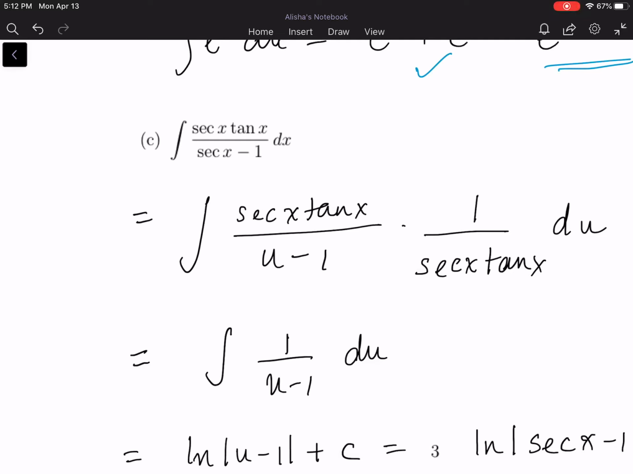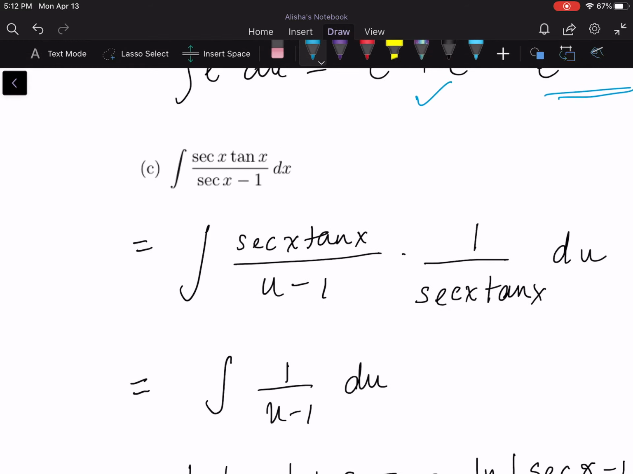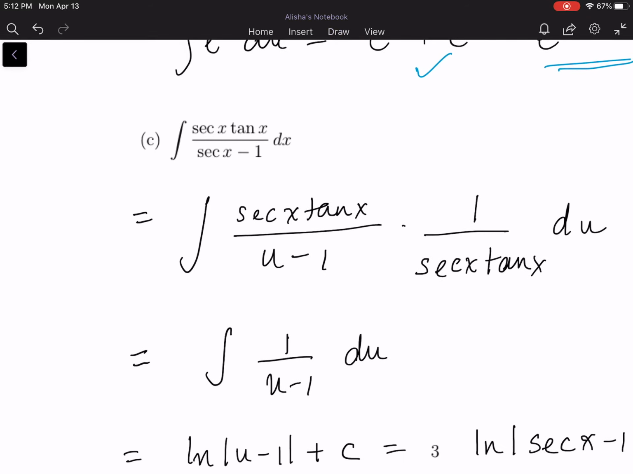All right, so with part C, I think the easiest way to do this, or to see where to go with this, is really to remember that the derivative of secant x is secant x tan x.